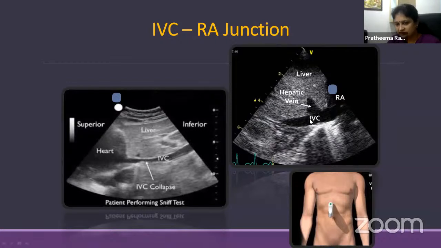So if the IVC is full, but the patient's lung ultrasound is better and doesn't have B lines, which are evidence of increased fluid overload, then we can give more fluids. So that is how we use the echo probe at the bedside.